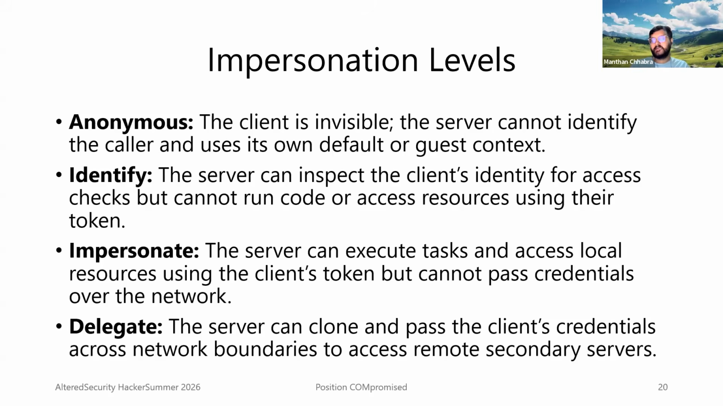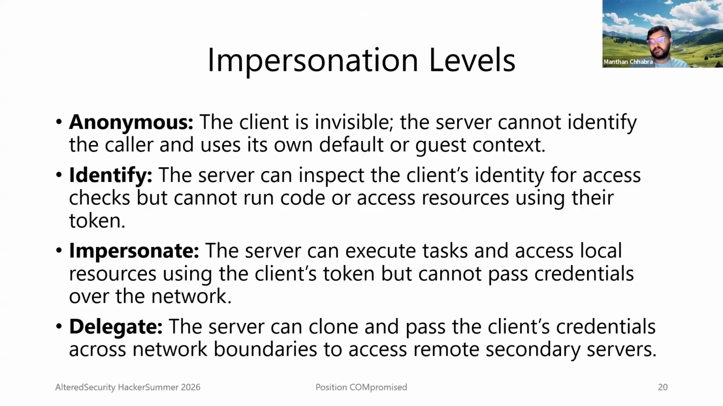Then we have the identify impersonation level. In this level, the COM server can inspect the identity of the client that is requesting the method to be invoked. It can simply identify the identity of the user. However, it cannot use it to run the code. It will still have to revert to using the default or the guest context. It can identify the client identity to at least check whether the user has the proper ACLs to invoke the method, for example. However, it cannot impersonate the user.